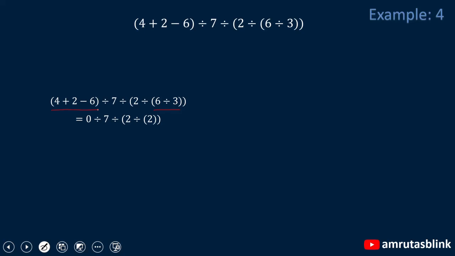So we have 0 divided by 7 divided by 2 divided by 2. Now we need to solve this bracket. So we have 0 divided by 7 divided by 1. Now we need to perform the division in the given sequence, that is 0 divided by 7, which is equal to 0, and 0 divided by 1, which is equal to 0. So ultimately the answer of this expression is just 0. So 4 plus 2 minus 6 divided by 7 divided by 2 divided by 6 divided by 3 is equal to 0.